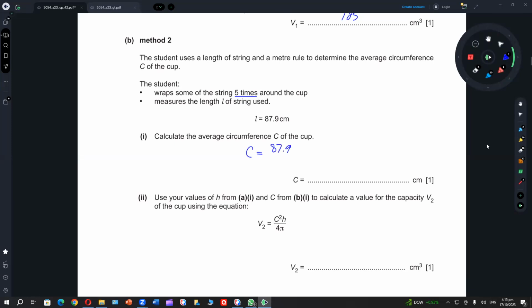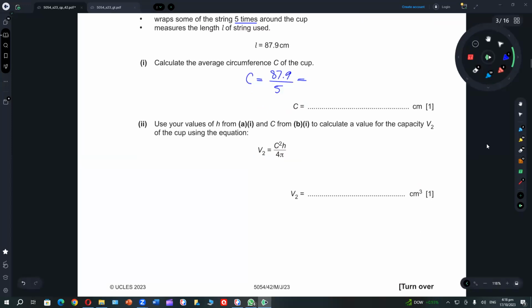I should divide it by 5 because this is the length of 5 circles and I want to know the length of one circle. So I have to divide it by 5. That gives 17.5, and what is after that? 58.